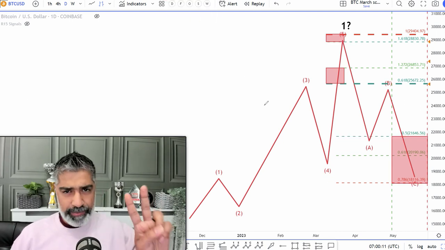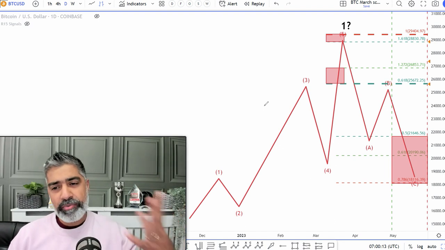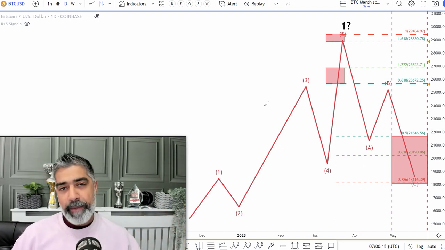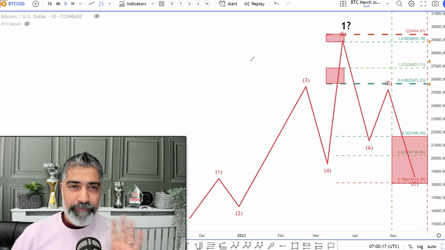So we've got 2 elements we're looking at now. We're looking at Fibonacci price and we're looking at Elliott waves. I'm going to talk a little bit about Fibonacci time.